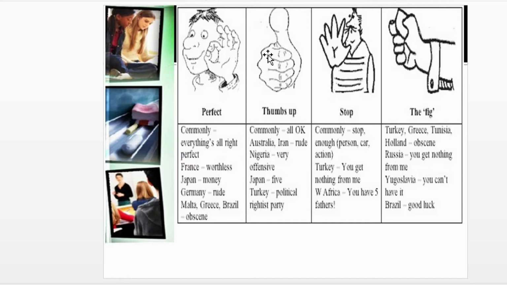Similarly, we have thumbs up, which commonly means all okay. In Australia and Iran, it's considered to be rude. In Nigeria, very offensive. In Japan, it means 5. In Turkey, it means political and rightist party. Similarly, a symbol of open palm asking people to stop means commonly stop for anyone. In Turkey, you get nothing from me. And in West Africa, you have 5 fathers.